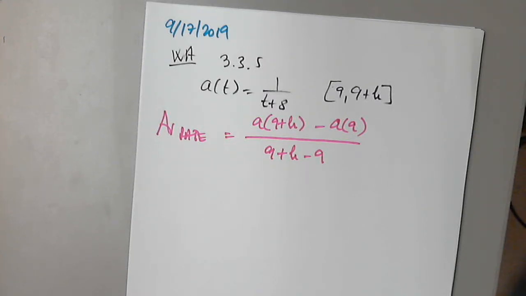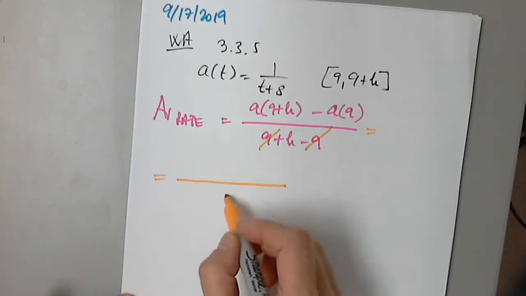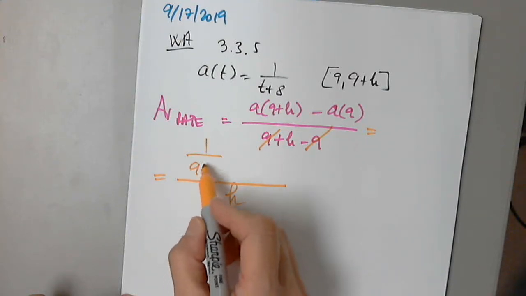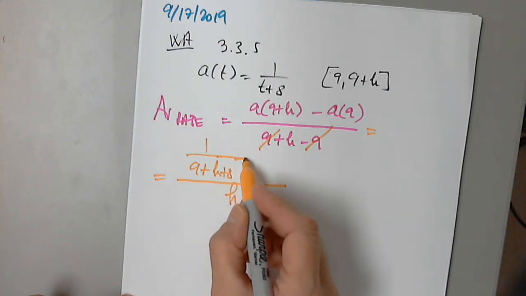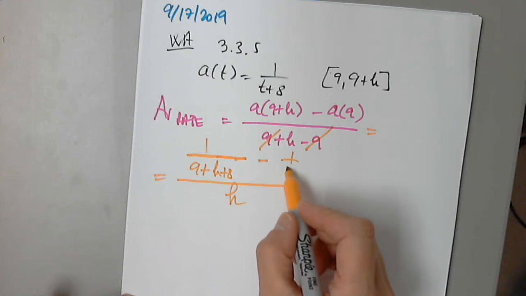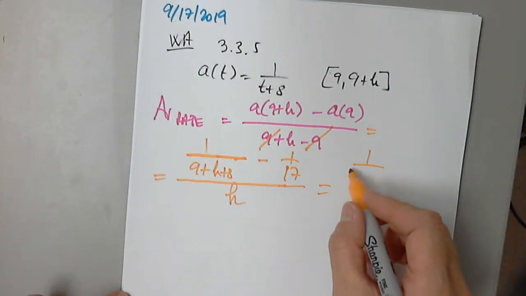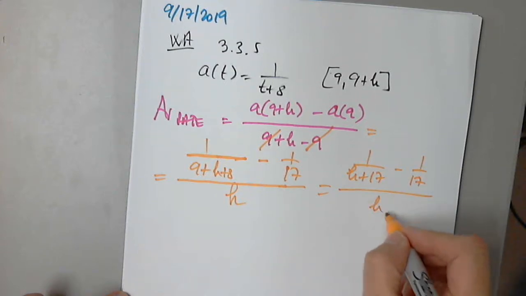Well, I plugged in all the information. Okay, so what is the first one? That would be, yeah, right. So the first one would be 1 over 9 plus h plus 8. Exactly. Minus 1 over 9 plus 8, which is 17. Right. So this one is 1 over 17 plus h, and the other one is 1 over 17, divided by h.